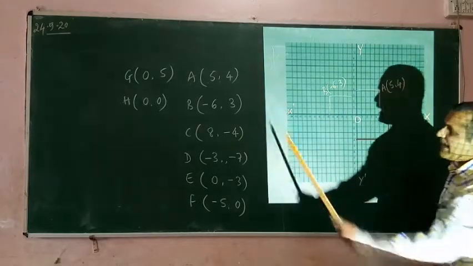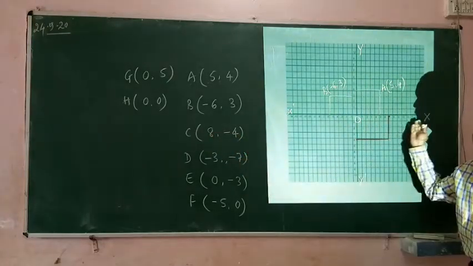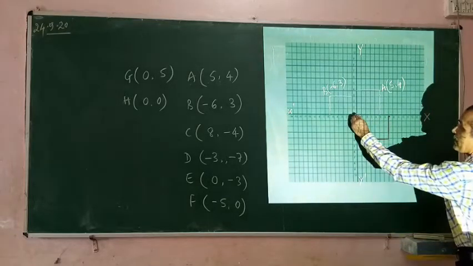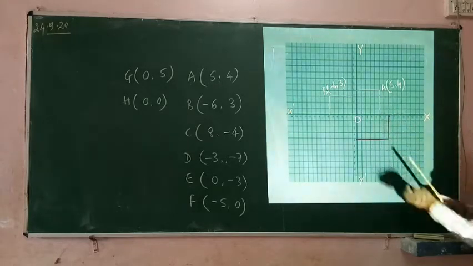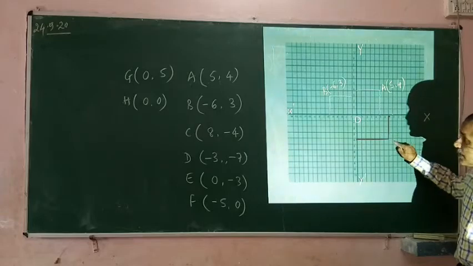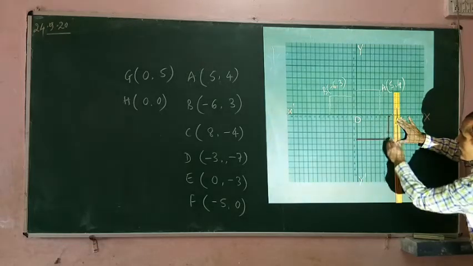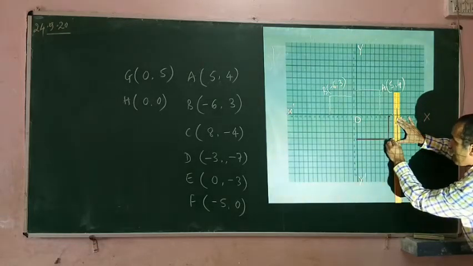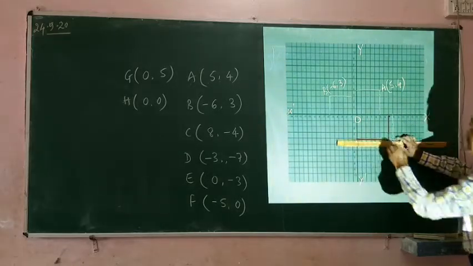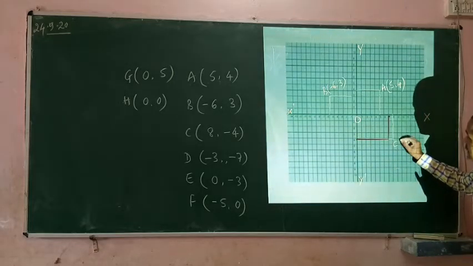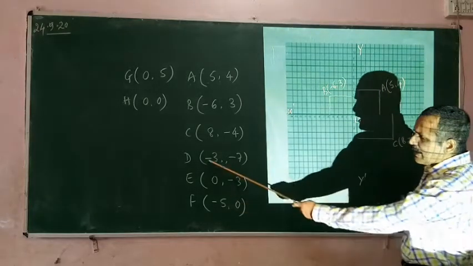Come on. See, C 8 minus 4. 8 positive along the x-axis. From here 1, 2, 3, 4, 5, 6, 7, 8. From here I have to either go up or I have to come down. Where should I go? I should go for minus 4. Means from here I should go down minus 1, minus 2, minus 3, minus 4 up to here. And I can join these. This is called as C 8 minus 4.